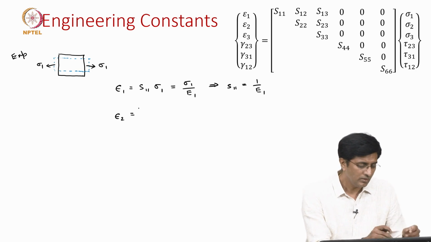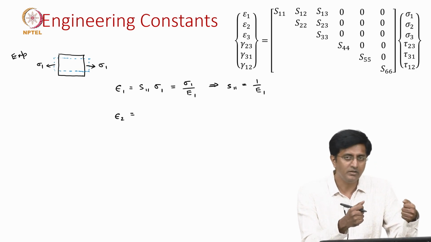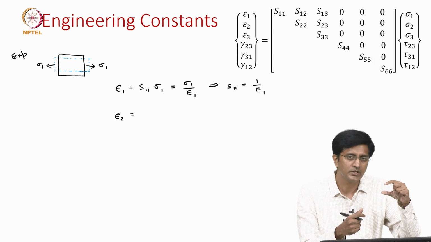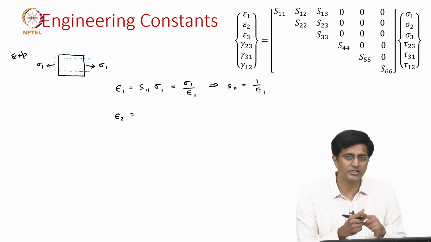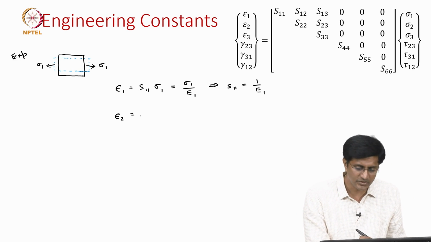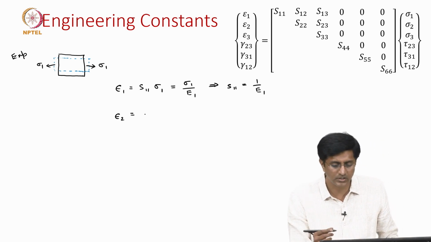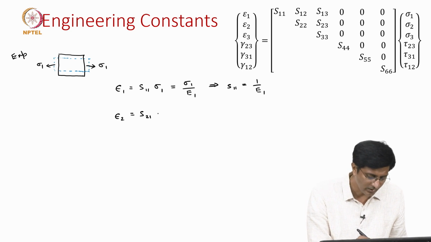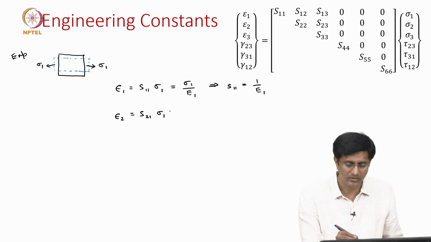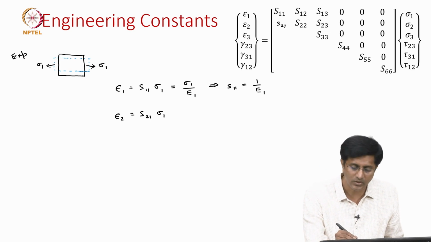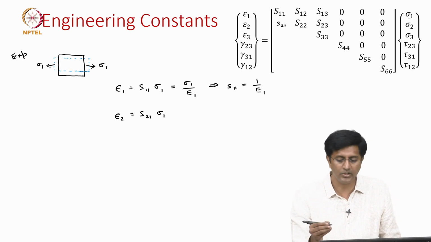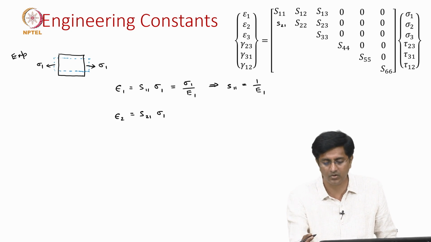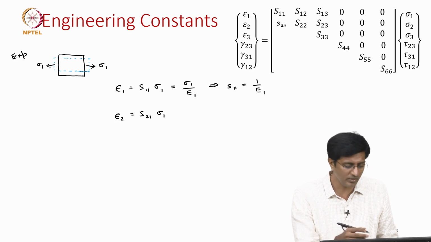Since we have applied the load in direction 1, there is a change in the shape, or a transverse strain in direction 2. How do we represent the transverse strain using this strain-stress relation? We can write it as S21 times sigma 1. This is the only non-zero stress; the rest, sigma 2 and sigma 3, are all 0. So only S21 will bring in the strain epsilon 2.